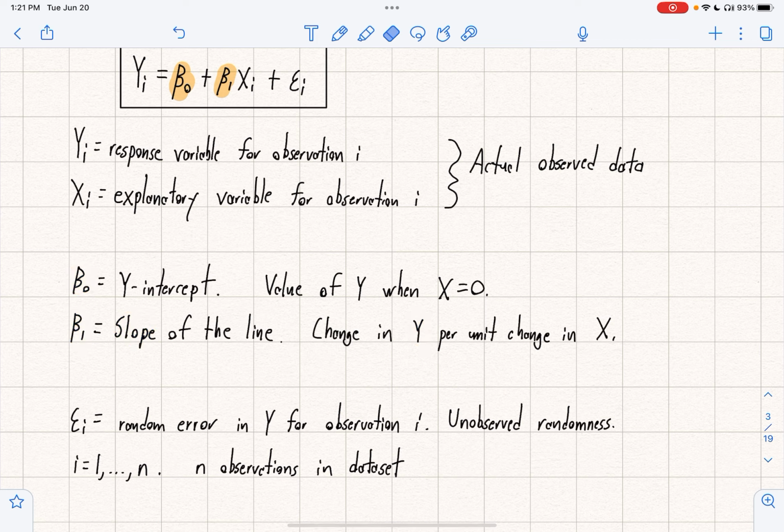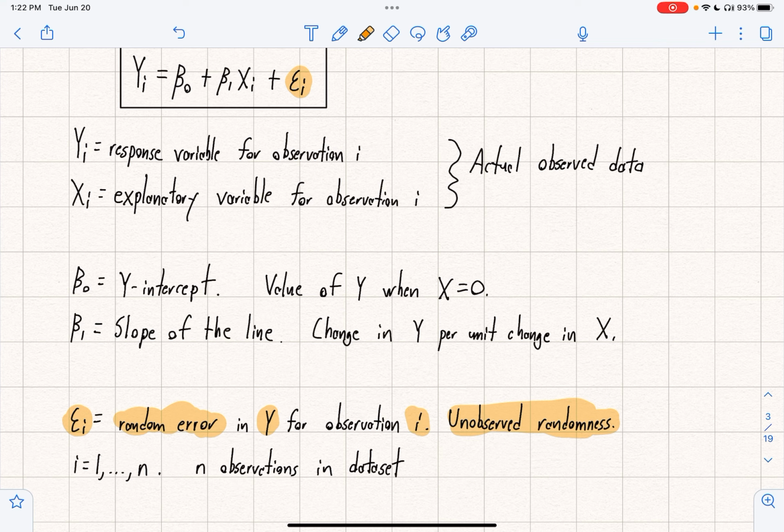Okay, now let's move on to our error term. So epsilon i, it's just random error in y for observation i. So this is unobserved randomness. We might think that there's some relationship between horsepower and gas mileage. And we might have some linear relationship between the two, but there's always going to be randomness, right?